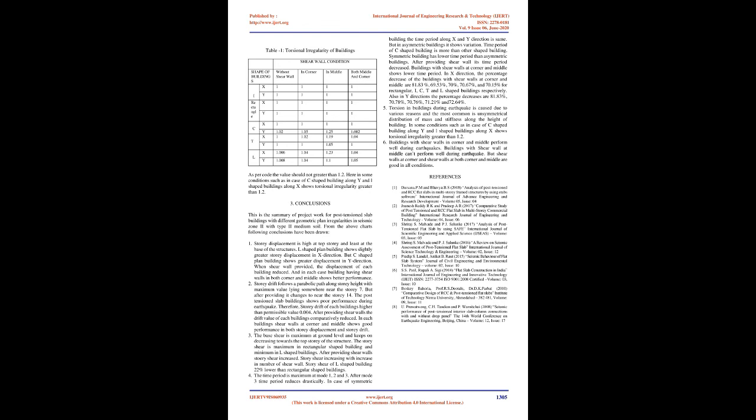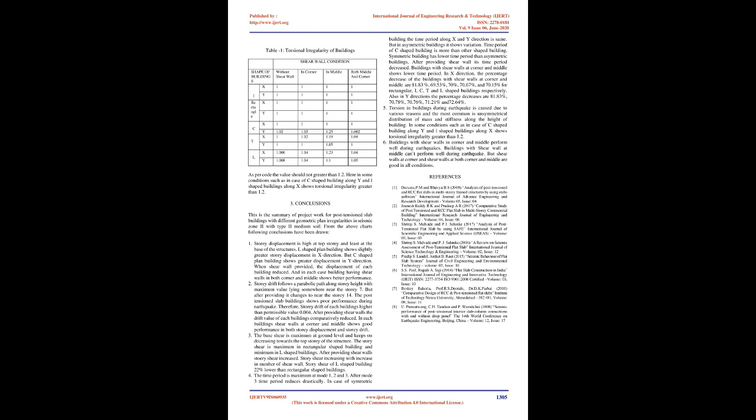In X direction, the percentage decreases for the buildings with shear walls at corner and middle are 81.83%, 69.53%, 70%, 70.67%, and 70.15% for rectangular, I, C, T and L-shaped buildings respectively. Also in Y direction the percentage decreases are 81.83%, 70.78%, 70.76%, 71.21%, and 72.64%.